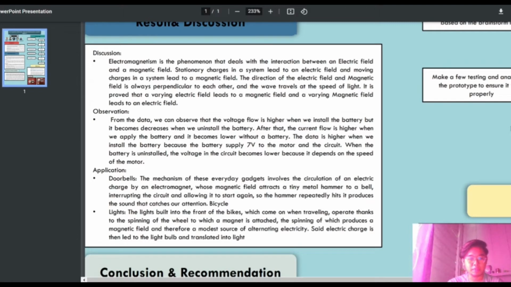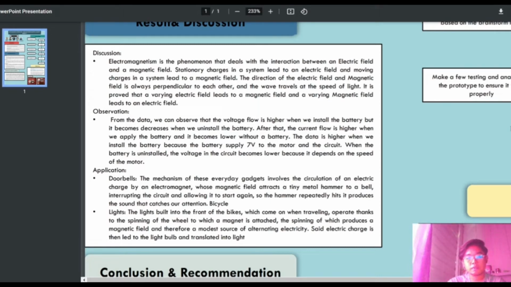Observation. From the data, we can observe that the voltage flow is higher when we install the battery, but it decreases when we uninstall the battery. After that, the current flow is higher when we apply the battery, and it becomes lower without the battery. The data is higher when we install the battery because the battery supplied 7 volts to the motor and the circuit. When the battery is uninstalled, the voltage in the circuit becomes lower because it depends on the speed of the motor.